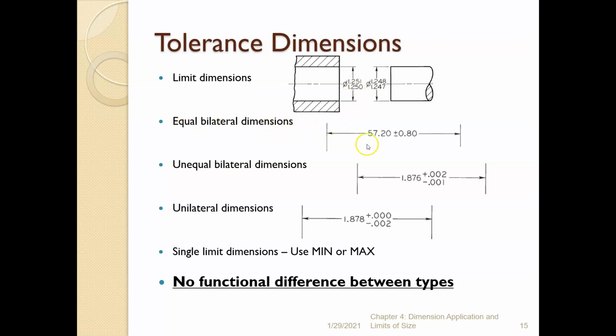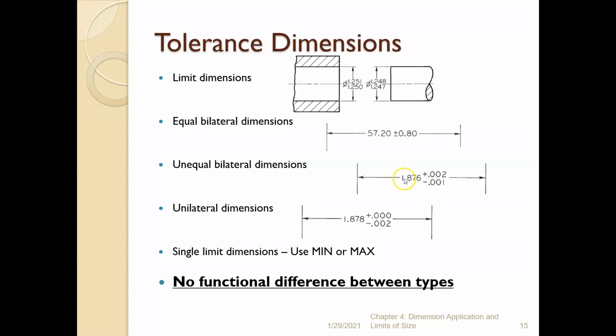Equal bilateral dimensions are what we might call a plus-minus dimension. All right, so in this case, 57.20 plus or minus 0.80. By the way, how do we know that this is a metric dimension? Well, we have a leading zero here. Why do we have a trailing zero with a metric dimension when that is supposed to be against the rules? Well, because we want to carry 2 decimal places here. Okay. Unequal bilateral dimensions. Okay, they're plus-minus dimensions, but the plus and the minus are not equal.